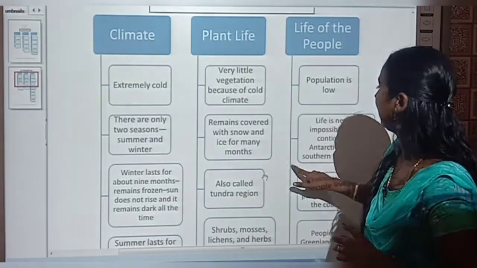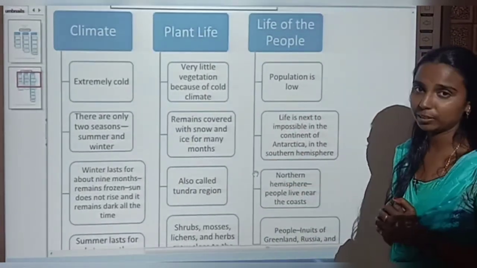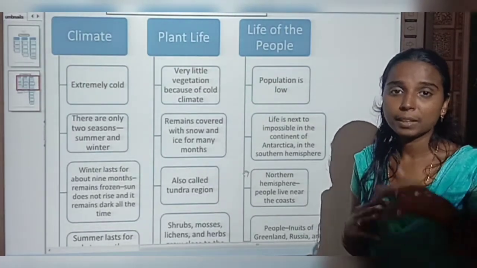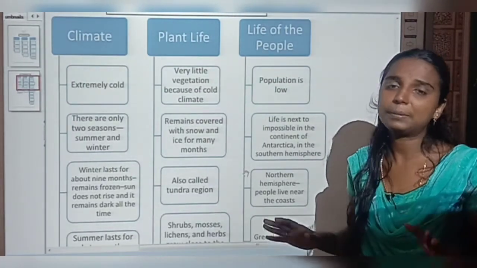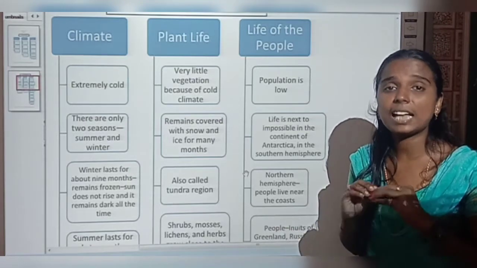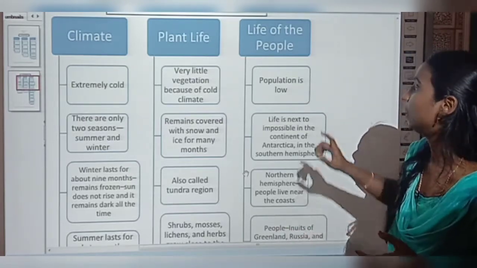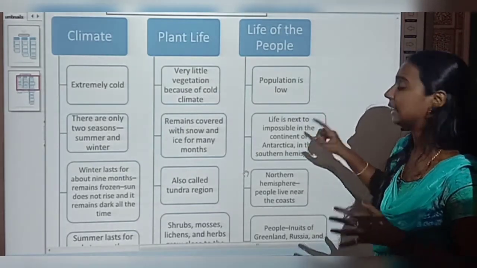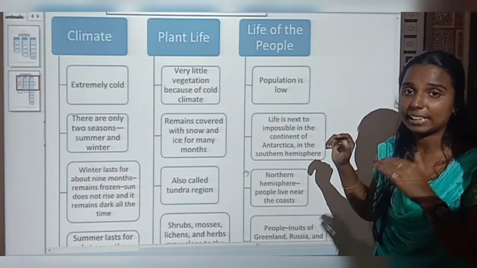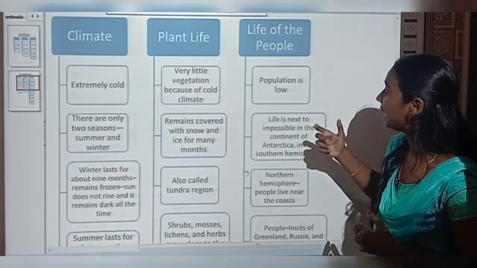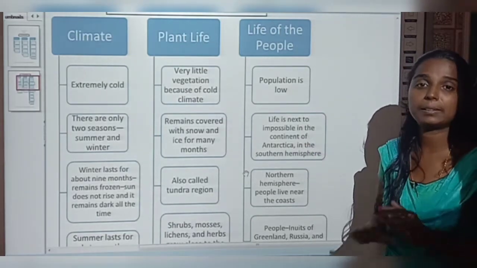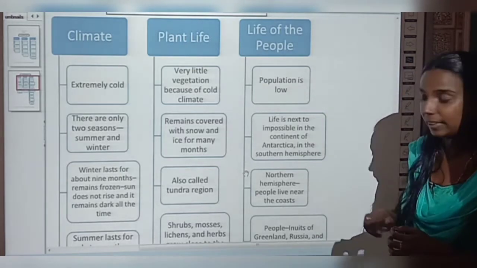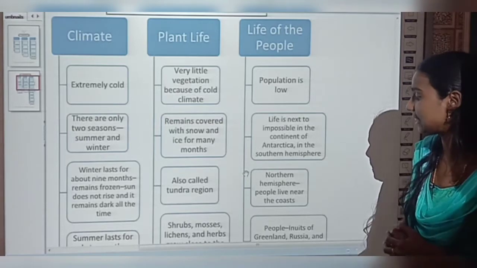Now let us discuss the life of the people. How will the life of the people be? Can many people live here? No, right? Because it is completely covered with snow and vegetation is almost impossible here. So the population is low. In the southern hemisphere we have Antarctica, right? In Antarctica life is almost impossible.